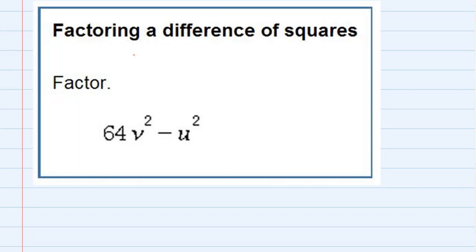Factoring a difference of squares. We're asked to factor this binomial, and we're told that it's a difference of squares, so we need the formula that applies for a difference of two squares.